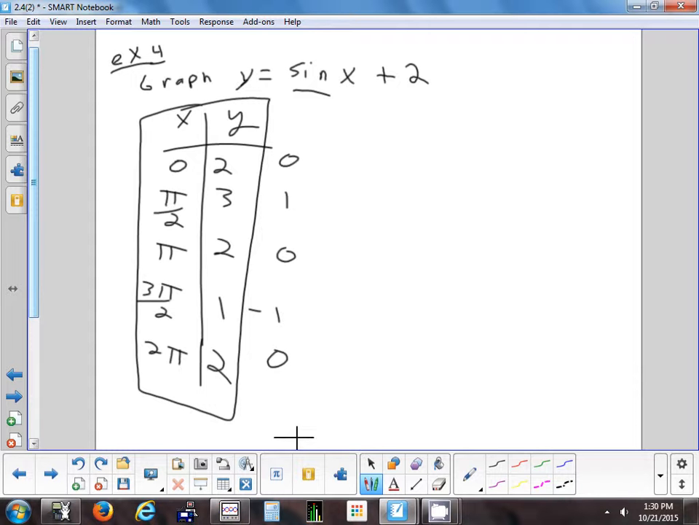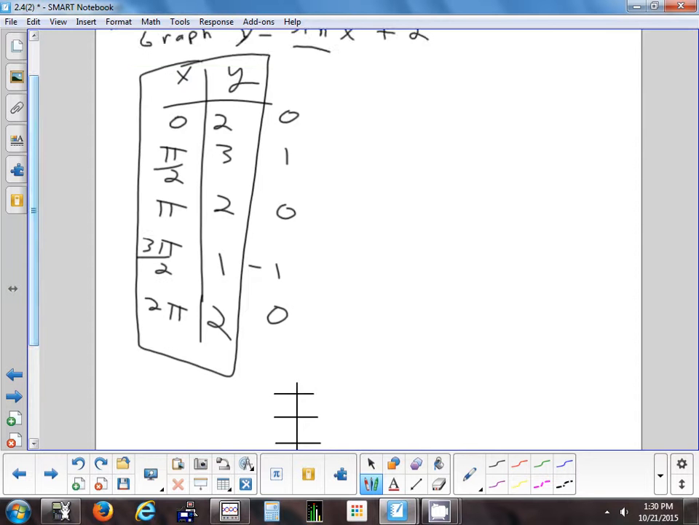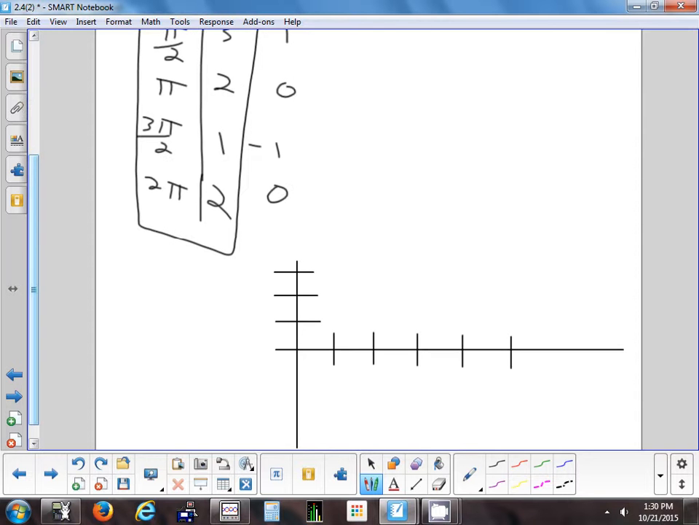All right, now your last step, you can make your sketch. This time, I don't need any negative values on the y-axis, so I'm just going to draw the positive part. 1, 2, 3. Do I need to label my x-axis, or can I just leave it like that? You have to label it. If you don't, you're going to lose a point. Every problem tonight in the homework, you can label it just like that.